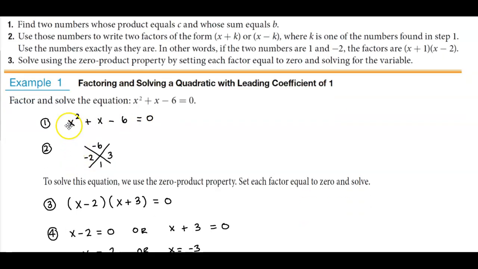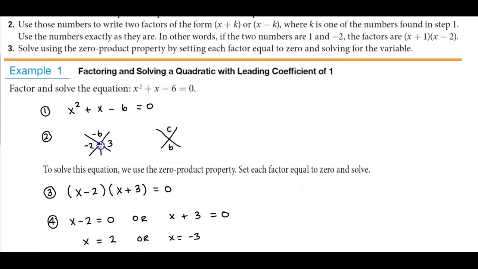So the leading coefficient is a 1, so we're going to create an x. We're going to write down the number negative 6 here, and the middle number is 1. So remember that when we've done this in the past, we write down the number for c, which is minus 6, and then the value of b is positive 1. So then we've got to figure out what two numbers I can multiply to get negative 6, then when I add I get a positive 1. So we've got to be careful of our signs here. Well, negative 2 times 3 gives you negative 6, and negative 2 plus 3 gives you positive 1.